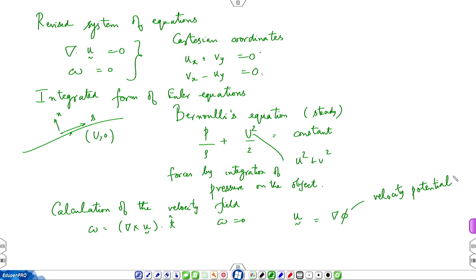That can be found with reference to the mass balance equation. So, since del dot u is 0, del dot del phi is del square phi. So, phi has to be a solution of Laplace equation. It's also called a harmonic potential. So, phi is a function that satisfies Laplace equation.